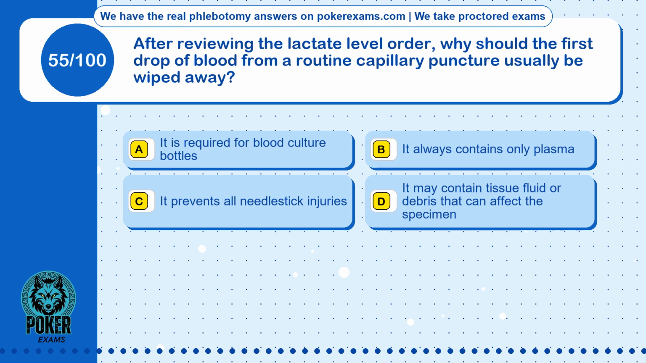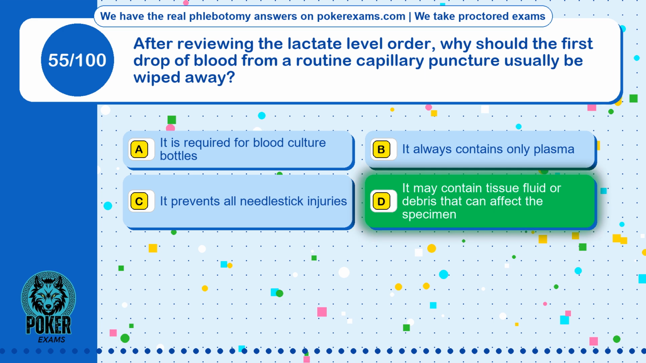Question 55. After reviewing the lactate level order, why should the first drop of blood from a routine capillary puncture usually be wiped away? Option A. It is required for blood culture bottles. Option B. It always contains only plasma. Option C. It prevents all needle stick injuries. Option D. It may contain tissue fluid or debris that can affect the specimen.